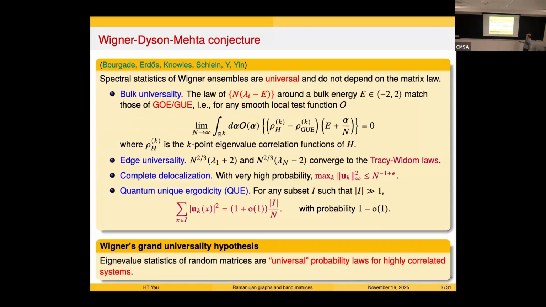Oh, actually, I forgot to say that Terry Tao and Van Vu also had some partial results in this direction. I didn't write down the details, but they also have some partial results. Anyway, the statement is about the eigenvalue statistics, because here the eigenvalues are close together, so you want to magnify by n.